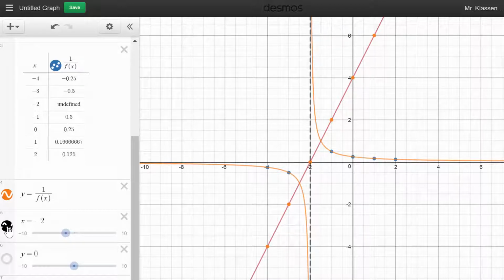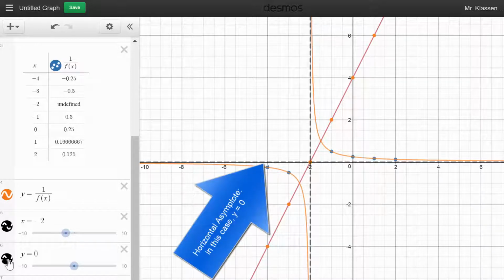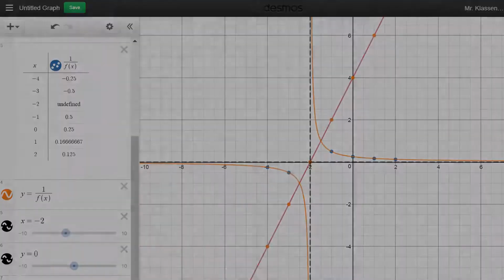Well, horizontally, we have the same thing. Going off to the right, the function is approaching 0 from the positive side. Going off to the left, the function is approaching 0 from the negative side. So we have also a horizontal asymptote of y equals 0. And anytime we do these reciprocals of functions, we're going to end up with some asymptotes showing up in the graphing of it.